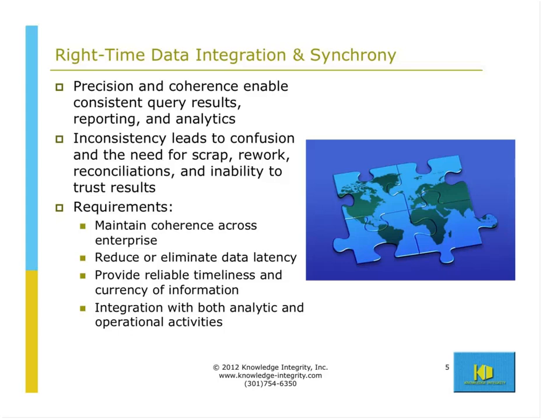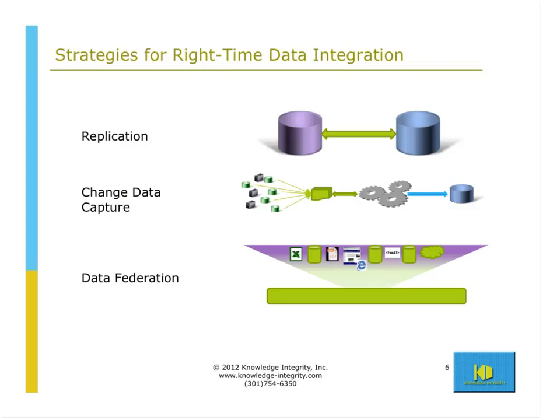So what are the things we need to do when we want to integrate any kind of new technology or scale up? Well, we need to maintain coherence across the enterprise. We need to reduce or eliminate data latency. We need to provide timeliness and currency of the information so that it's usable, and then integrate it both inside the analytic activities and the operational activities, so that we can exploit the actionable knowledge that we get. From a technology standpoint, that goes back to the same types of things you were just talking about: replication, change data capture, and data federation.